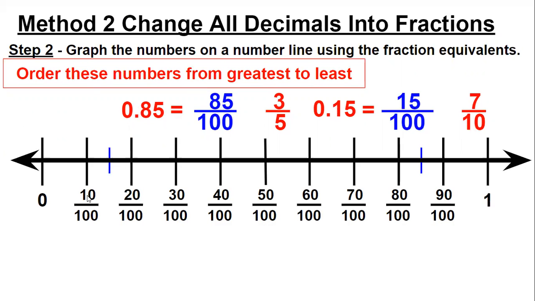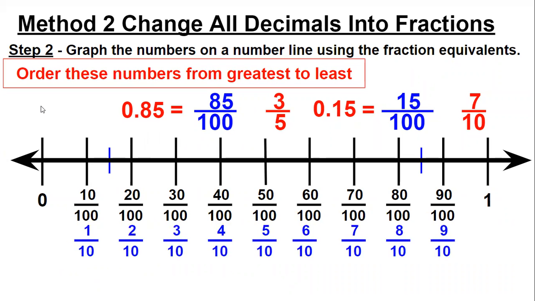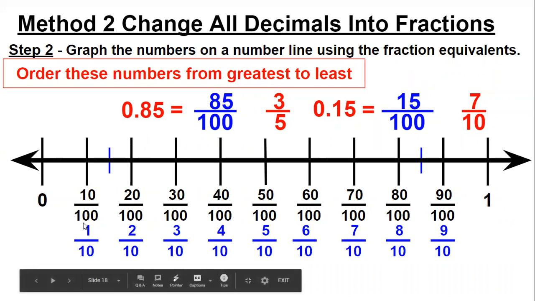Well, I said this was 10 parts out of 100, 20 parts out of 100, 30 parts out of 100, 40, 50, 60, 70, 80, 90 over 100. And then this would be 100 over 100, or 1. So let's put our decimals in the right spot. And just so you know, 10 over 100 reduces down to 1/10. 20 over 100 reduces down to 2/10. 30 over 100 reduces down to 3/10, etc. So it's the same scale system that we had on the previous example.